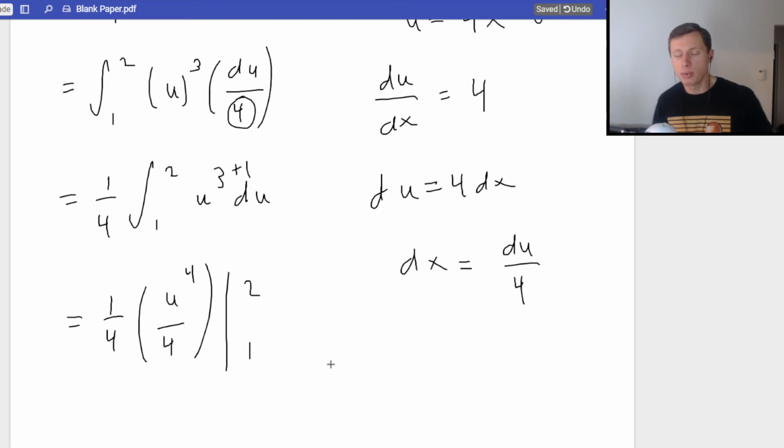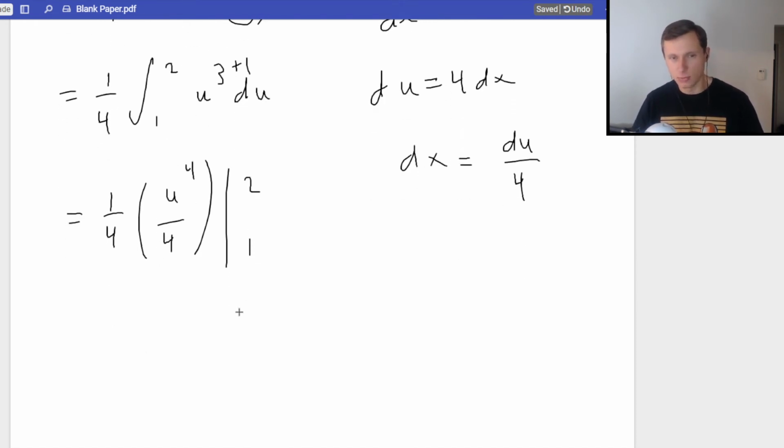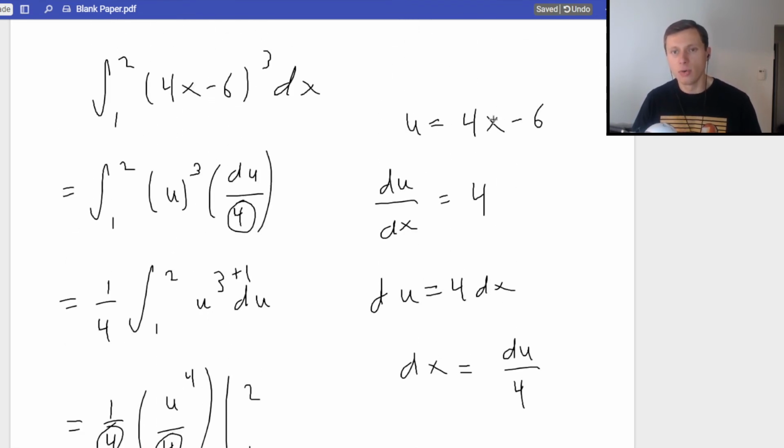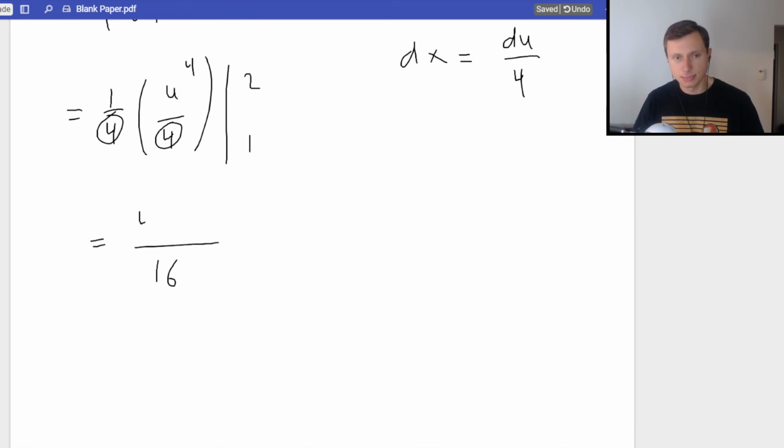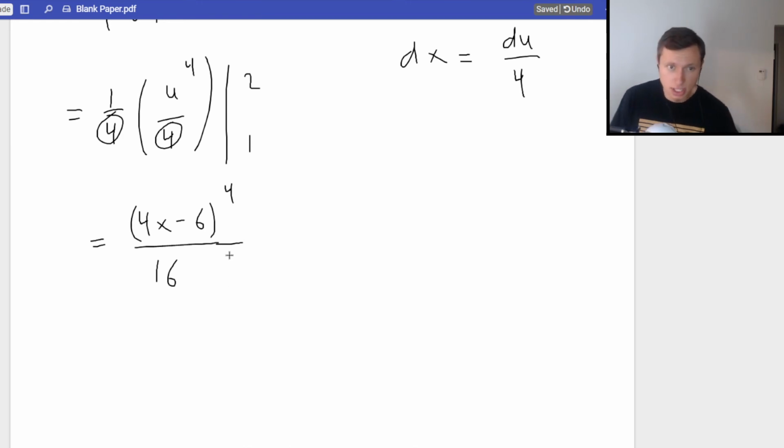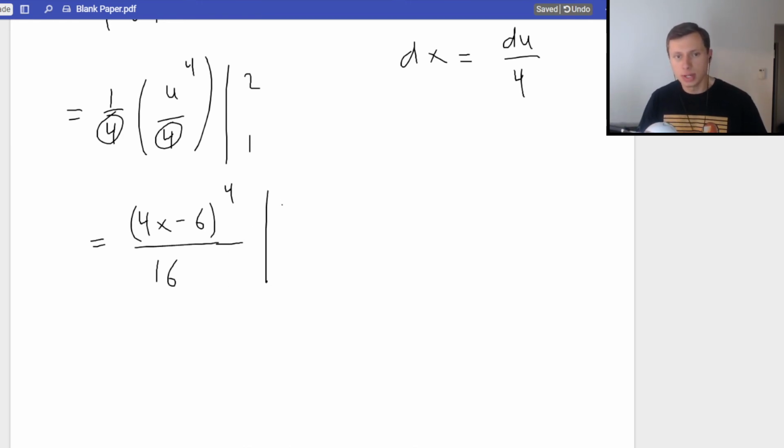Now, if you plug in right now, you're going to make a huge mistake. What's the mistake? That's a rhetorical question. You don't need to answer it. I forgot to plug in for u. Don't forget that. Also, this 4 and this 4 in the denominator, I can combine to just be a 16. So it's 16 in the denominator. In the numerator, 4x minus 6 to the 4th power. Okay, great. So now all I need to do is plug in the bounds.